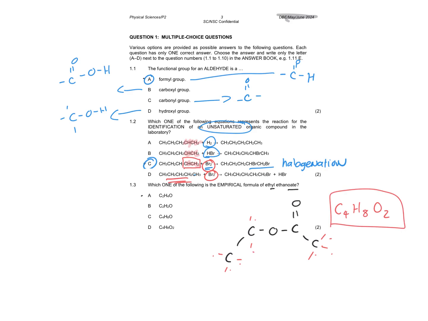So that is trying to make you answer this one. But they want the empirical formula. The empirical formula is the simplest ratio. So divide by 2, divide by 2, divide by 2. It's this one over here. It's A.